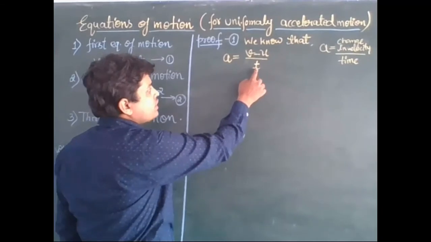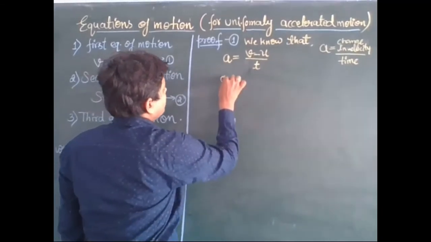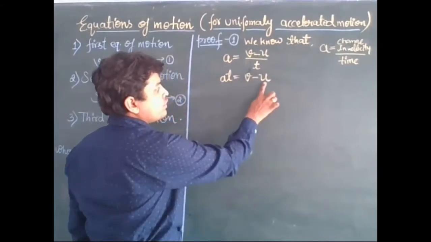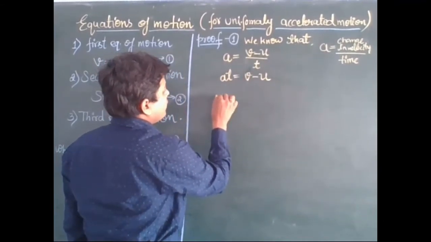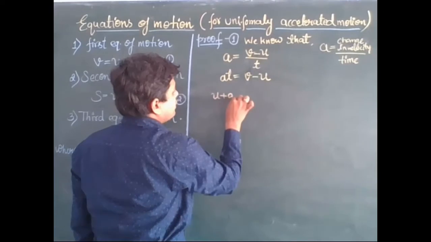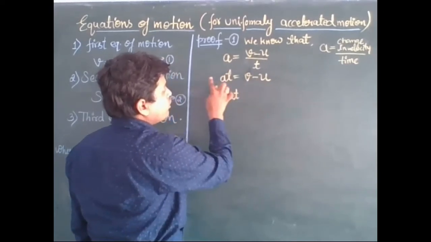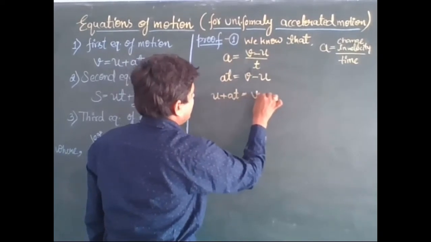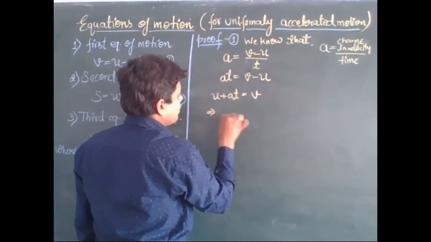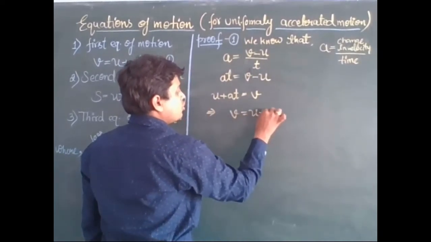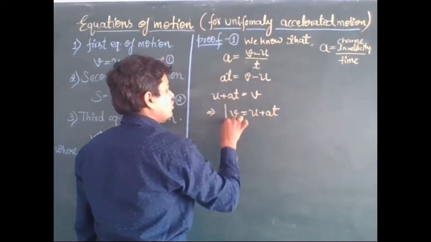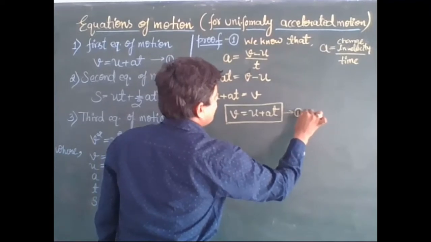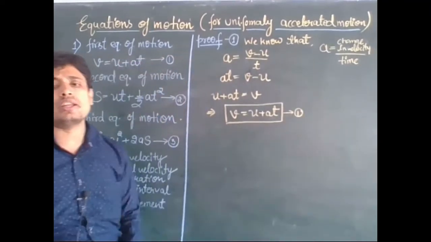Now transfer the t to this side, it will be at is equal to v minus u. Now transfer the u to this side, it will be u plus at. This is negative, when it goes to this side, then it becomes positive, equal to v. Now you can write down v is equal to u plus at. So this is the proof of the first equation of motion.